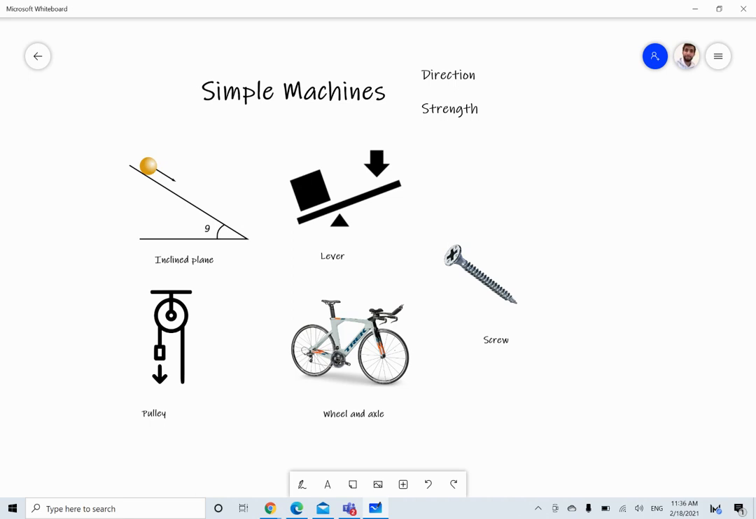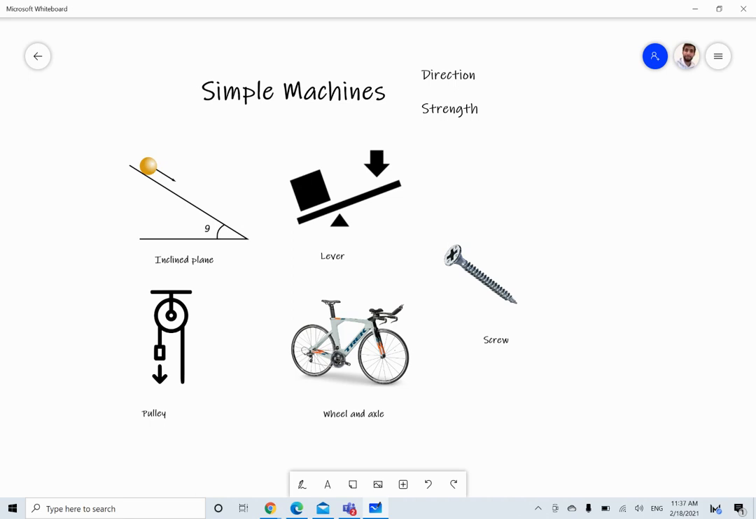So let's agree that a simple machine is a device that usually changes the direction or the strength of an applied force. There are some main types of simple machines: the inclined plane, the lever, the screw, the pulley, and wheel and axle. These are some examples of simple machines.